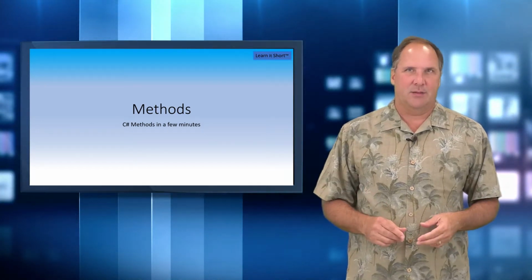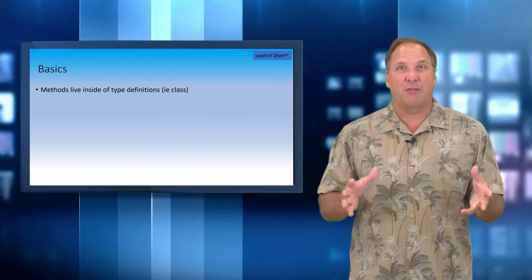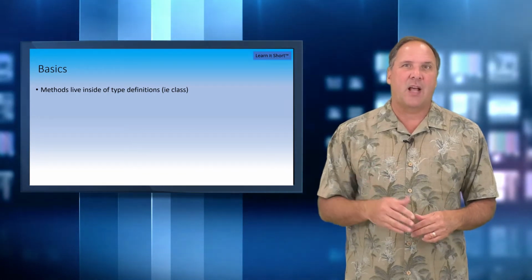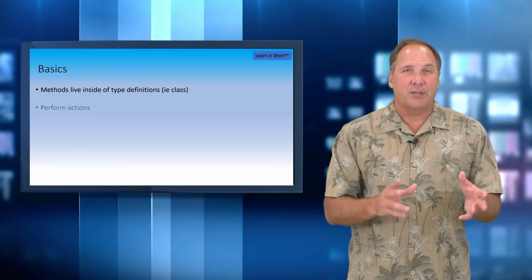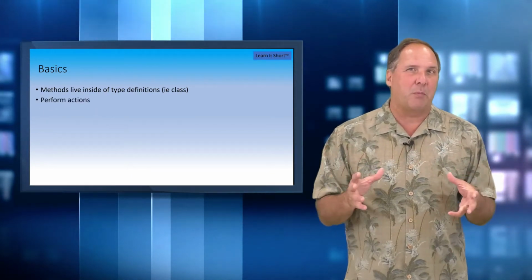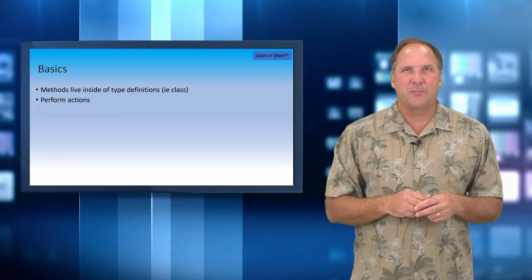A method, also known as a function, does stuff. This is what does stuff in your program. All methods in C# live inside of a type definition, like class. Our design is to break down large, complex problems into small tasks that do one thing and one thing well.